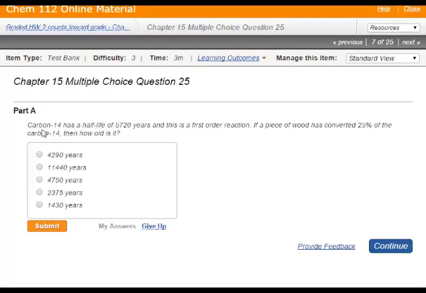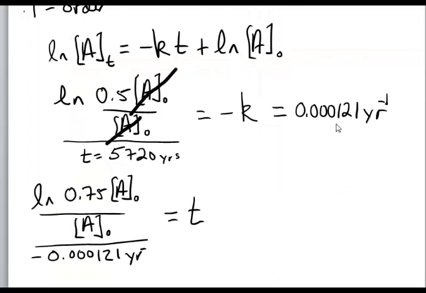Okay, through the magic of film, so carbon-14, half-life 5720 years. We went through all that, so let me pull that out of the way. When I solve this problem, this is what I get. I put in 0.5, and the k for that must be 0.000121 per year.